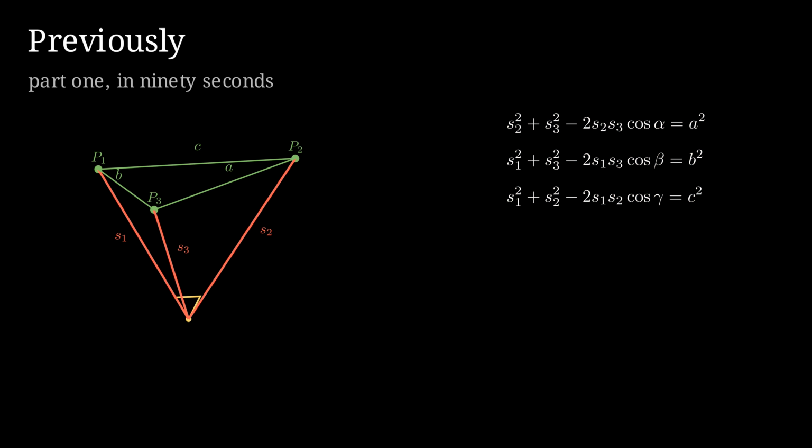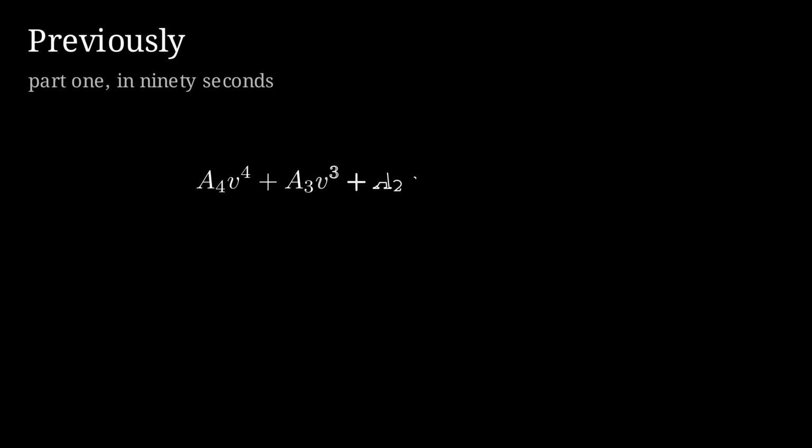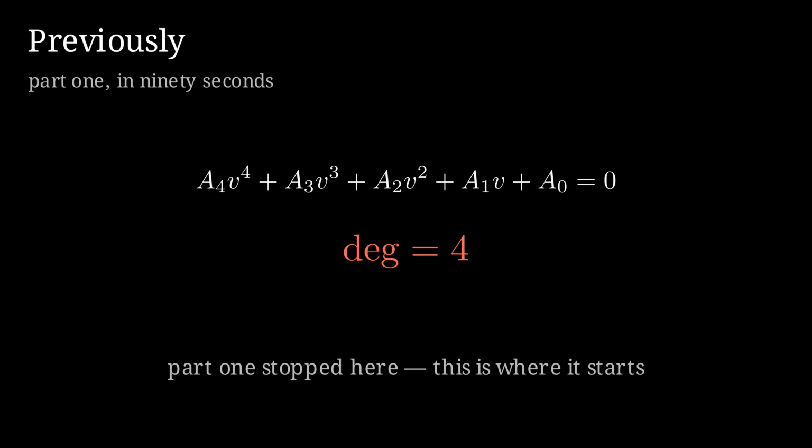A squared equals S2 squared plus S3 squared minus twice S2 S3 cosine alpha. 2 more like it. Known on the left, unknown on the right. Part 1 ground those down. Divide through by S1 to trade 3 distances for 2 ratios, U and V, then eliminate. That's Grunert, 1841, and it is an afternoon of algebra. Out falls a single polynomial in V alone. Its degree is 4. That's where Part 1 stopped, and it's where the trouble starts.